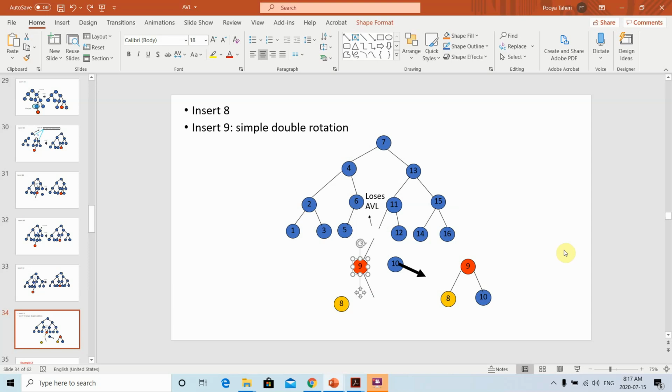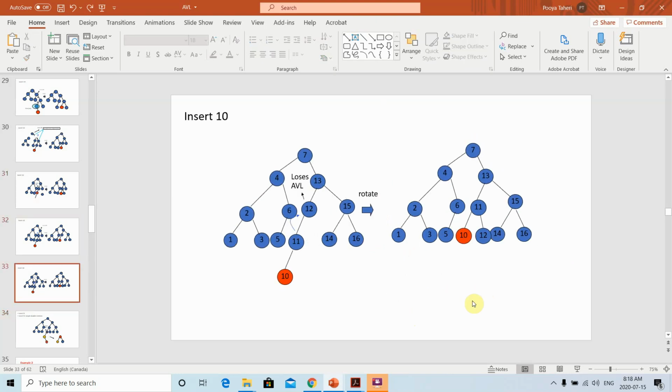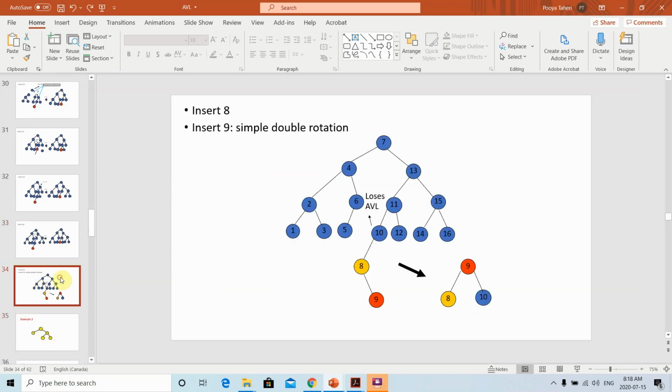Or if you want to quickly figure out what you have to do, basically this one jumps up and it's a left-right case, so this previous pivot is now going to move towards the right of 9. So that's how the problem is going to be fixed. Let's just forget about this one. Right? So we saw all four different rotations here.